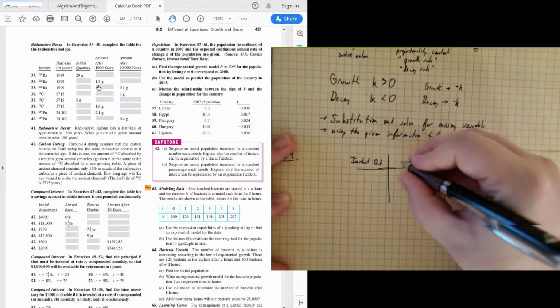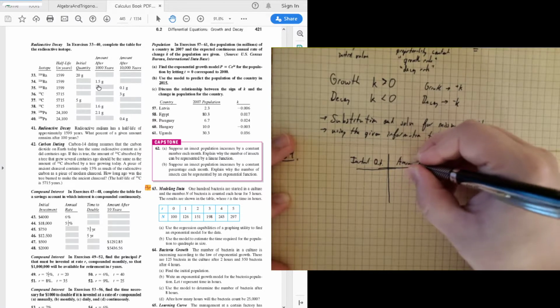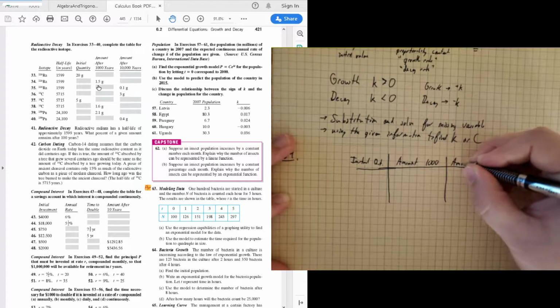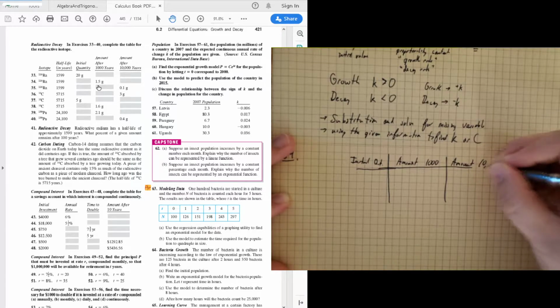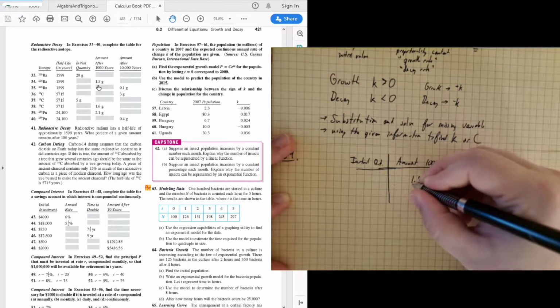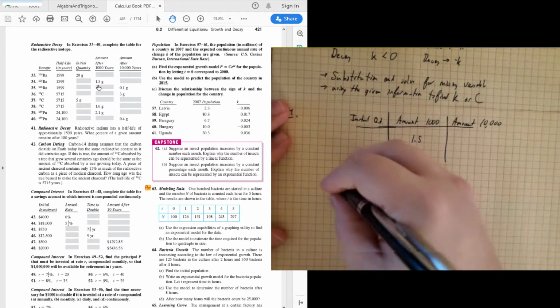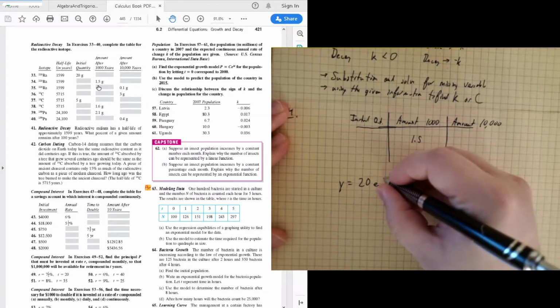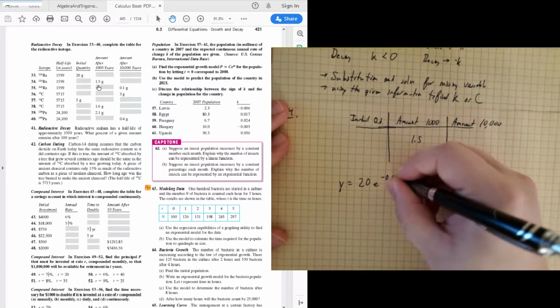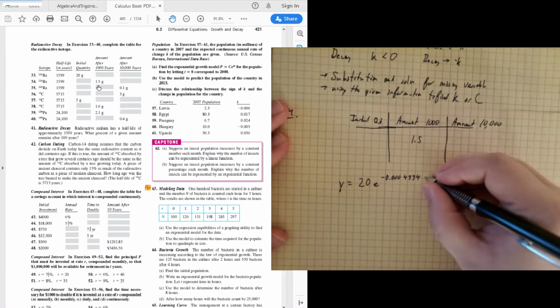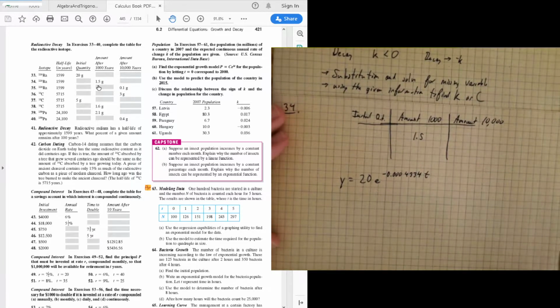We want to find the amount after 1,000 years, and the amount after 10,000 years, when we know that after 1,000 years it has 1.5 grams. Okay, so the formula we had before was y equals 20 e to the negative 0.00043334 t.